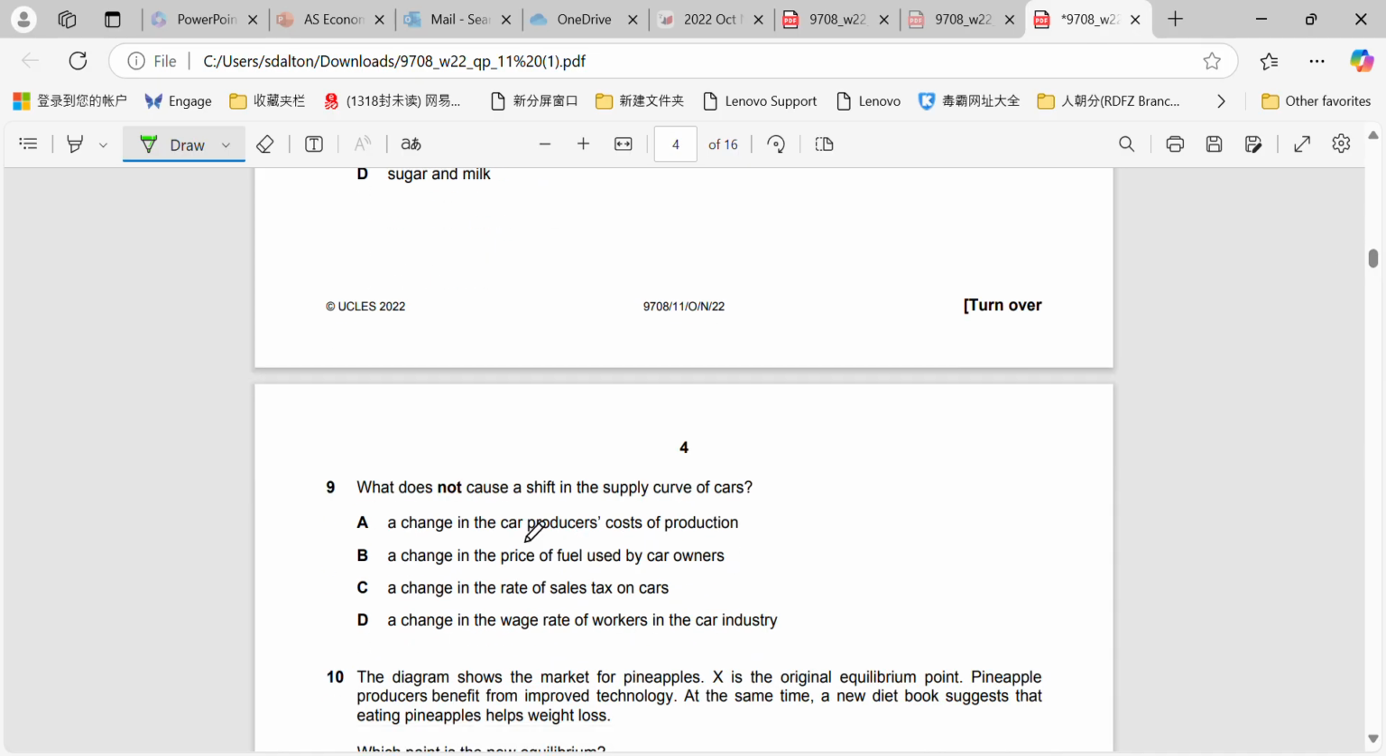What does not cause a shift in the supply curve of cars? Okay, change in the car producer's cost of production, that does cause a shift. Change in the price of fuel used by car owners. Okay, that would be the correct answer. It's used by the car owners. Remember, a shift in the supply curve of cars would have to be caused by something that will affect the producers. And the producer's cost of production will definitely affect them. The sales tax on cars will definitely affect them. And the workers is also part of their cost of production, their wage rates, and that will definitely affect them too.